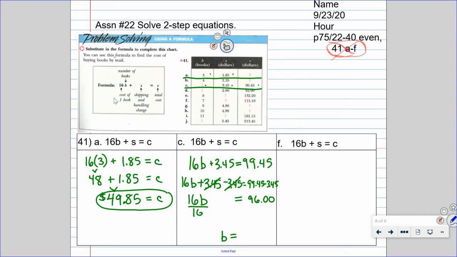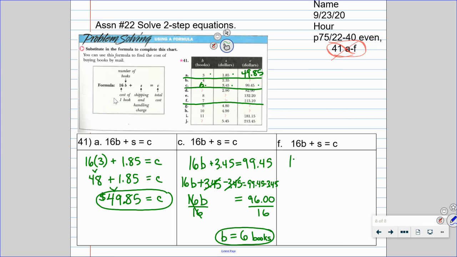Now in this case, if I split it up into 16 groups, 96 split into $16 would give me 6 books. So in the first problem, we found out the total cost. In part C, we found out the number of books. We'll wrap up part F and then I'll let you guys go. Again, you can fast forward through this if you can handle it.